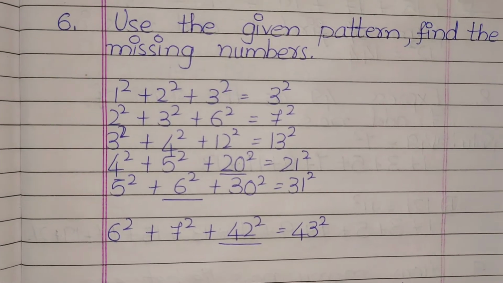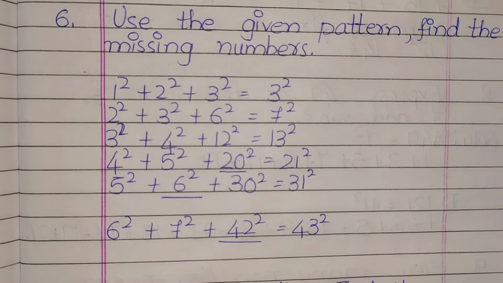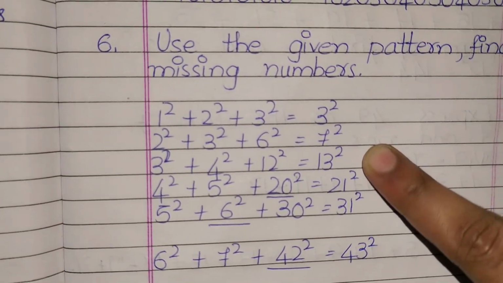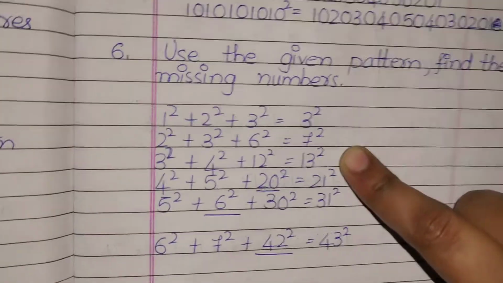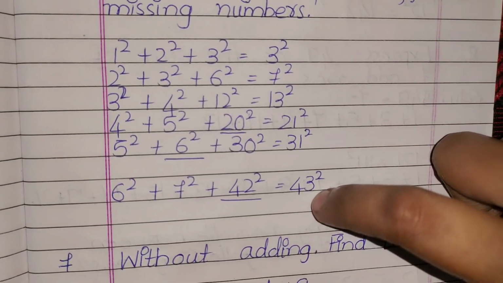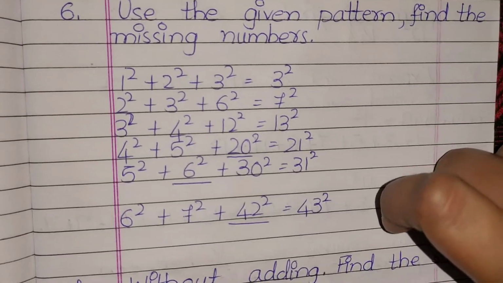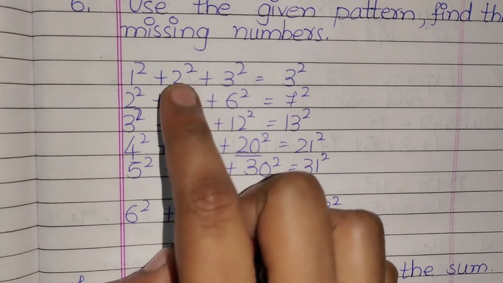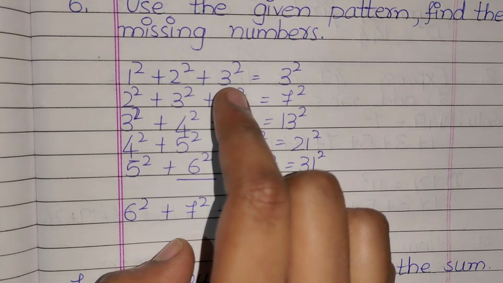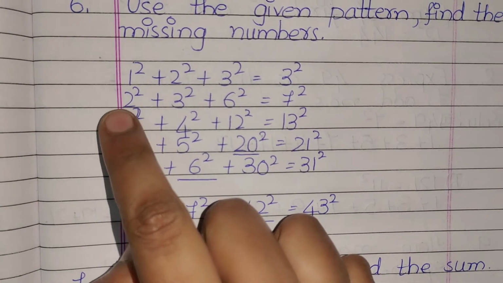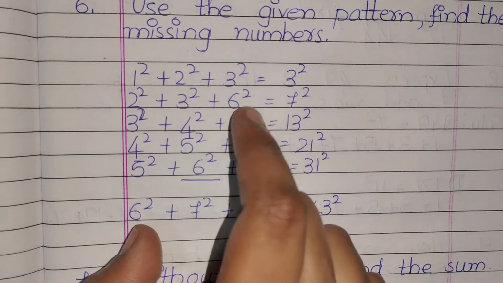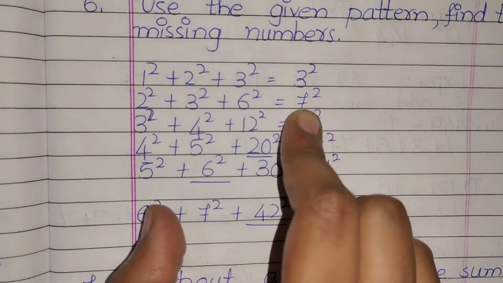So okay, let me teach you the sixth one, that is, using the given pattern. These are the given patterns which have been given in the textbook. Let us solve these 3. I have underlined them. You have to find the missing numbers. You can observe here 1 squared plus 2 squared, they have given us 3. Next they have given 2 squared plus 3 squared is 6, so 2 threes are 6. They have added 1 and written it as 7 squared.